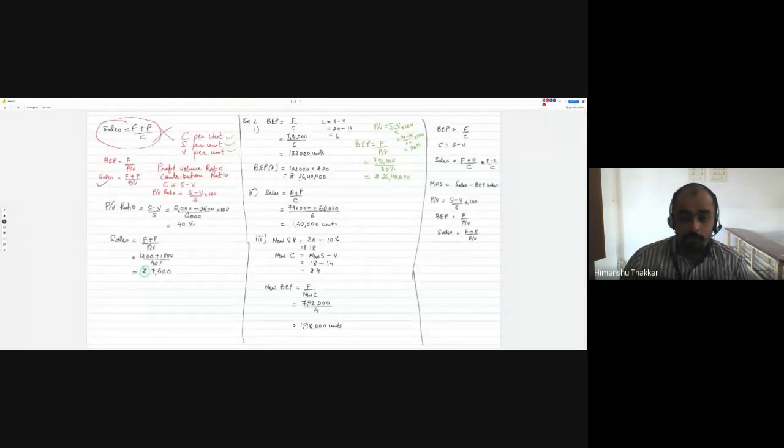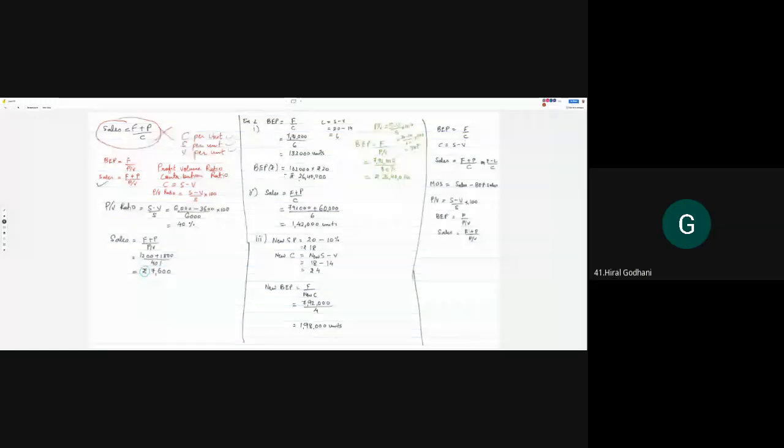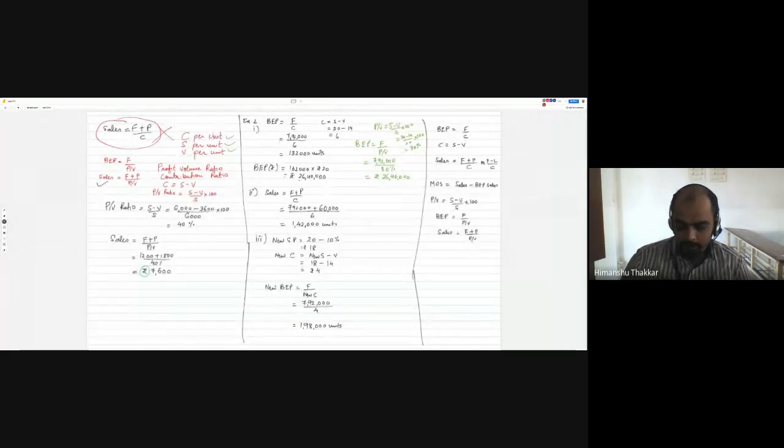So how much will be the amount? Can anyone tell me? Variable charges per unit is 100% of wages. What will be the amount? 120. It's the same, right? I hope you understand this point. Wages per unit was 120, and if they say variable charges per unit is 100% of wages, it means that it is exactly the same as wages. So that will also be 120.